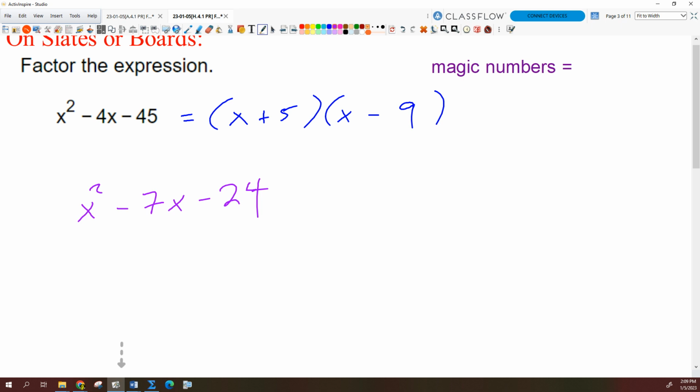What'd you get? What do you think? Doesn't factor. It's prime. Okay, so the answer is you just leave it like that. What makes it prime is that there are no magic numbers. And honestly, that's kind of a dumb concept in a way, because when we say things factor, at least in algebra 2, what we really mean is they factor conveniently using integers, right?